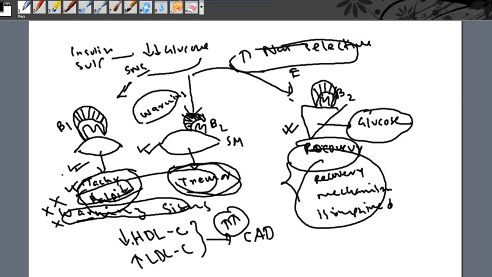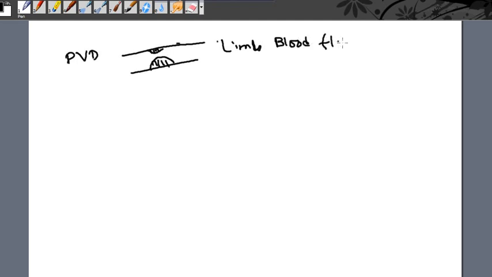And beta blockers have another contraindication. They should not be used in peripheral vascular disease, right? In peripheral vascular disease, the vessel is already narrow and there is decreased blood flow to the limb, and this leads to limb ischemia.